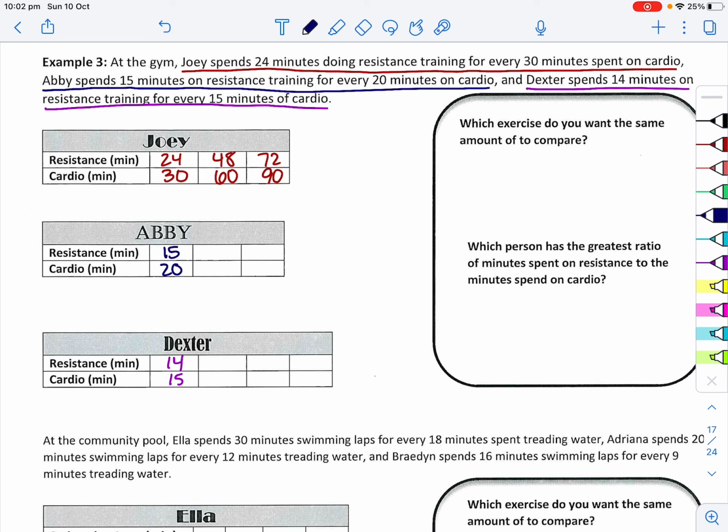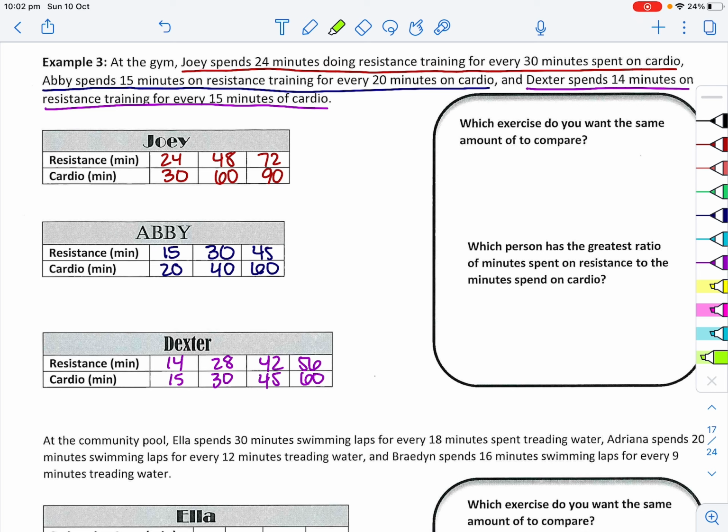For Abby, I'm going to have 30 and 45 and 60 and 40 then 60. And then for Dexter, 28, 42, and 56. And then 30, 45, and 60. I went a little out of order. Forgot to say which one needs to be the same.